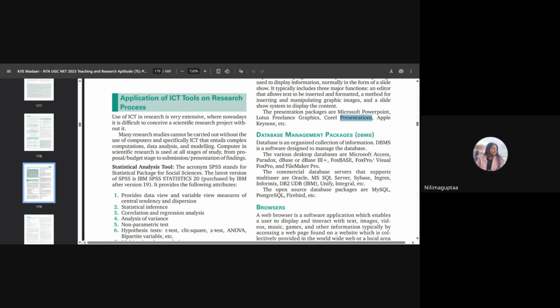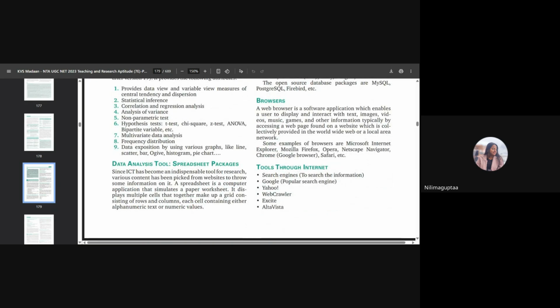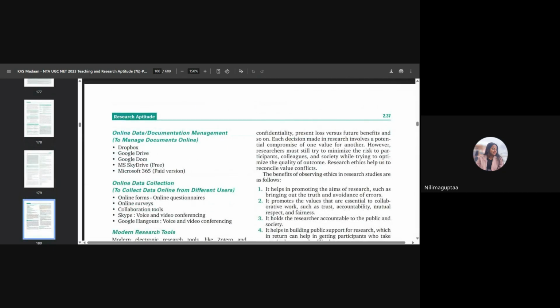The commercial database servers that support multiple users are Oracle, MS SQL Server, Sybase, Ingres, Informix, DB2, UDM by IBM, then Unify, Integral, and etc. And these are the database management software. Apart from that, the browsers that we can use are Microsoft Internet Explorer, Firefox, Opera, and everything that we know. Some search tools through the internet which help us are Google, Yahoo, WebCrawler, Excite, AltaVista, and others. How do we manage our online data and documentation?